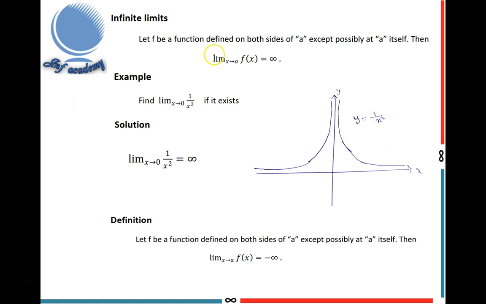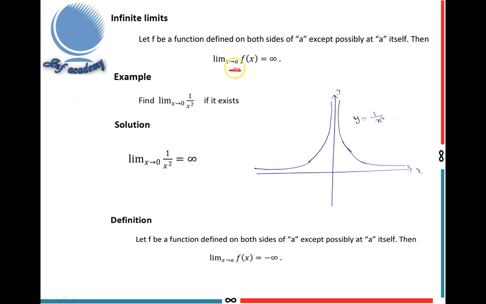Let f be a function defined on both sides of a, except possibly at a itself. Then limit x tends to a of f of x equal to infinity means that the value of f of x can be made arbitrarily large, that is, f of x becomes infinity, by taking x sufficiently close to a but not equal to a. So this is called infinite limits.